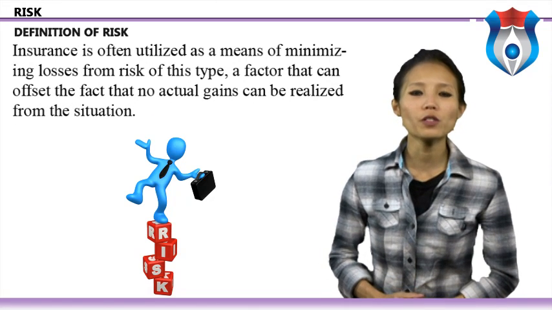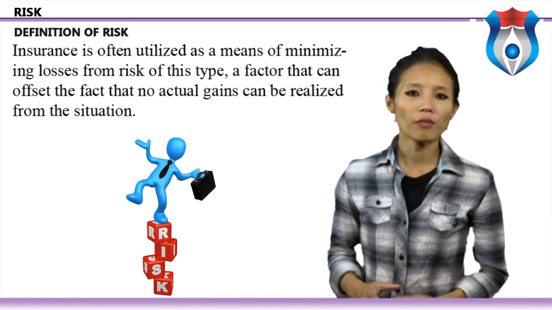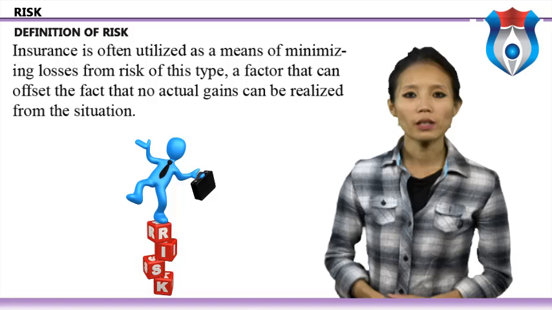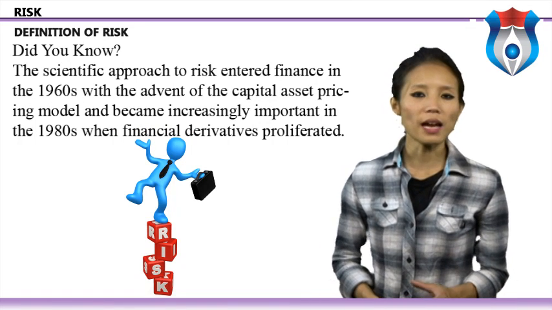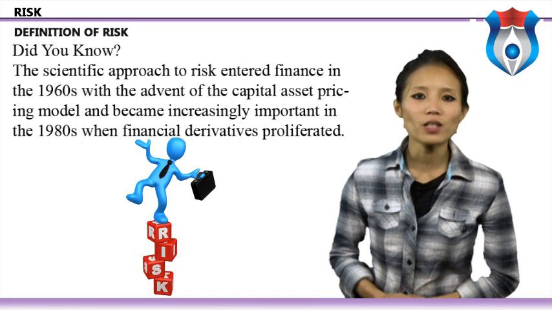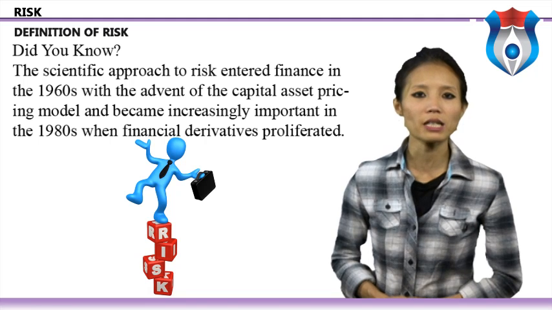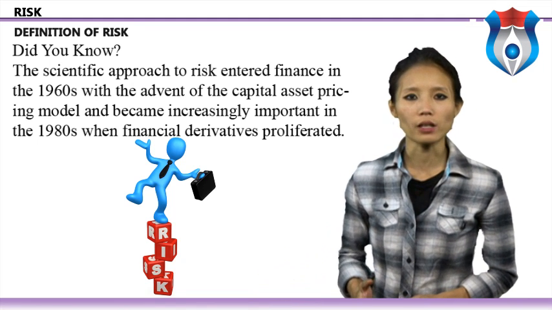Insurance is often utilized as a means of minimizing losses from risk of this type, a factor that can offset the fact that no actual gains can be realized from the situation. Did you know? The scientific approach to risk entered finance in the 1960s with the advent of the capital asset pricing model and became increasingly important in the 1980s when financial derivatives proliferated.